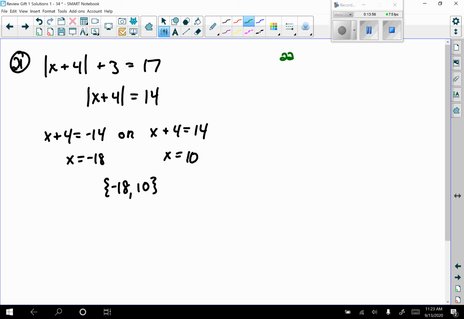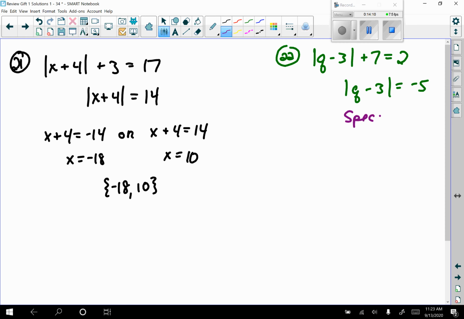All right, for 22, we get absolute value of q minus 3 plus 7 is equal to 2. Again, I need to isolate the absolute value, subtract 7. But notice when I do, I'm going to get a negative 5. Right here, this is a special case, because I know what's on my left side is going to be positive, and I know the number on my right side is negative. Well, this is never true, so it's always a false statement, so I say no solution.